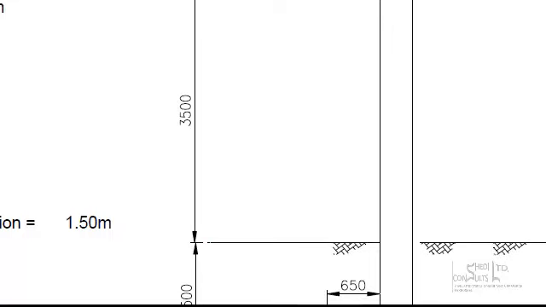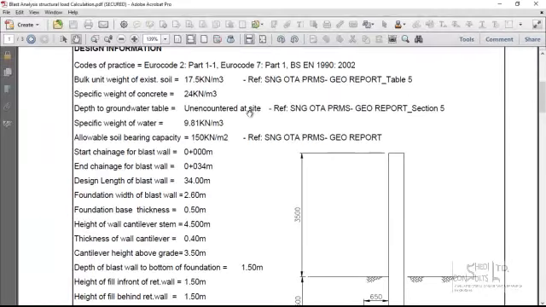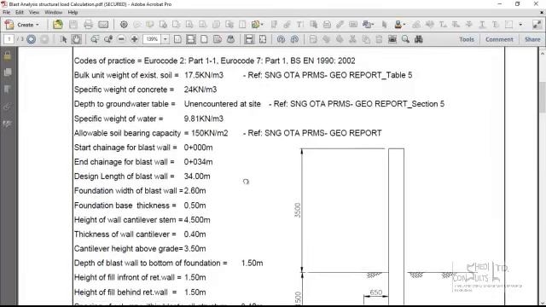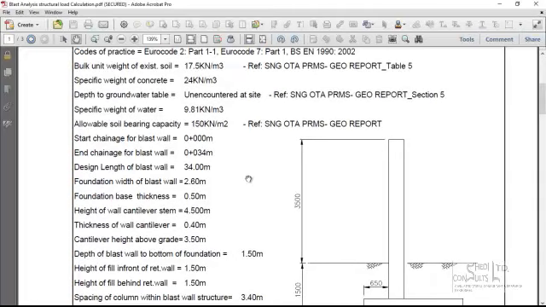The specific weight of the soil used at the depth of the foundation is about 17.5 kg per meter cube. This was taken from a geological investigation report that was available at the PRMS station in Ota. So I have a geo report from a previous project that was done at that location. The weight of concrete is 2.4 tons per meter cube as usual.